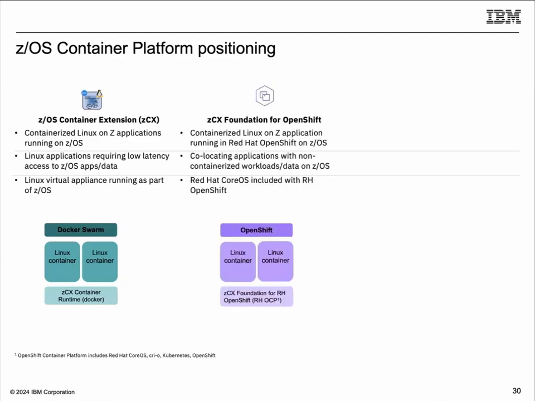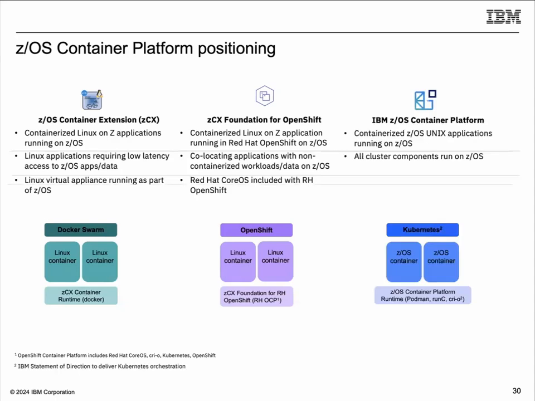They also have something here on zOS that we call ZCX Foundation for OpenShift. It's essentially the same thing. We're still running containerized Linux on Z applications within an address space within zOS, but rather than using Docker Swarm for orchestration, we're using OpenShift, which is built on top of Kubernetes. So it's a Kubernetes cluster with the OpenShift infrastructure built on top of it. But again, this is to run Linux on Z applications directly on zOS within a zOS address space.